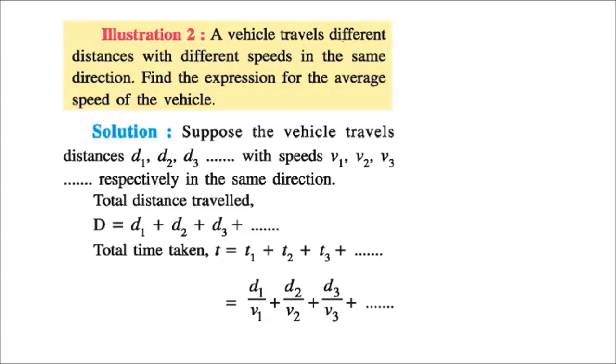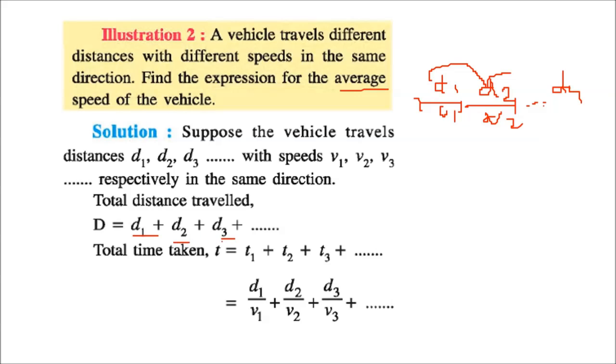A vehicle travels different distances with different speeds in the same direction. Find the expression for the average speed of the vehicle. Please understand, we have been asked about the average speed. So suppose the distances traveled are d1, from here to here d2, like this. The speed maintained at first for d1 is v1, for d2 is v2, and it goes on and on. Now what will be the total distance? d1 plus d2 till dn. We don't know the number of distances, so we go up to dn.